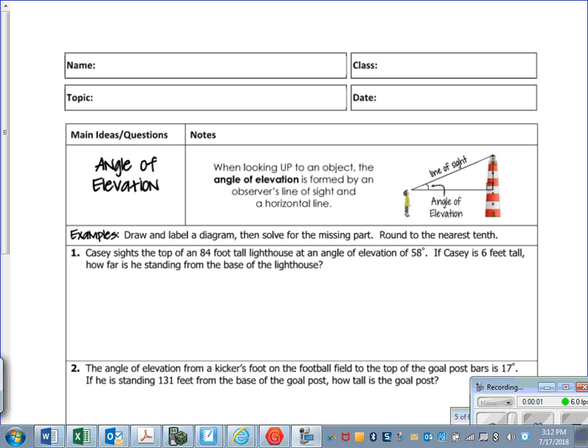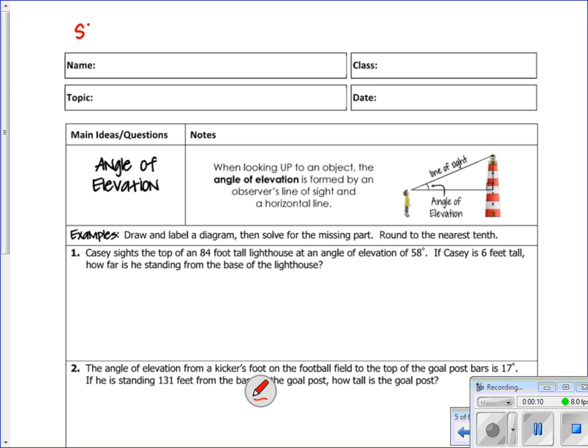So, we're gonna do the angle of elevation and the angle of depression. But first, let's recap on some things here. The sine of an angle is the opposite over the hypotenuse. I'm sorry, the hypotenuse. The cosine of an angle is the adjacent over the hypotenuse, right? The tangent of an angle is the opposite over the adjacent.